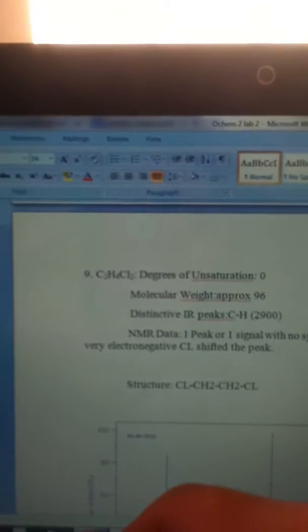So in the video, we wanted to explain how we got our last question, which was C2H4Cl2. So I started with the degree of unsaturation. Let's see, there it is. Carbon times 2 is 4, plus 2 is 6, minus an additional 6 is 0, divided by 2 is 0. Molecular weight is 96 grams.